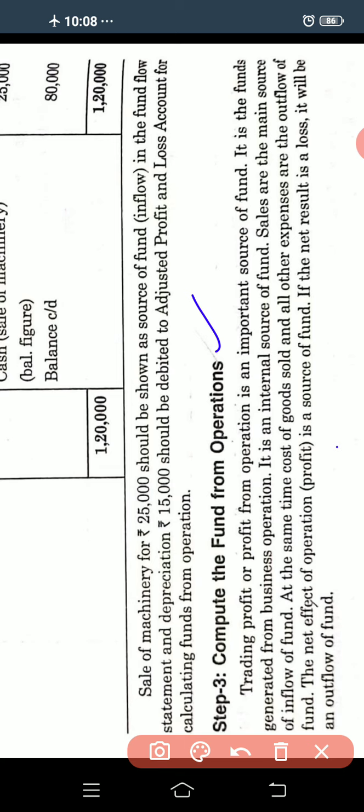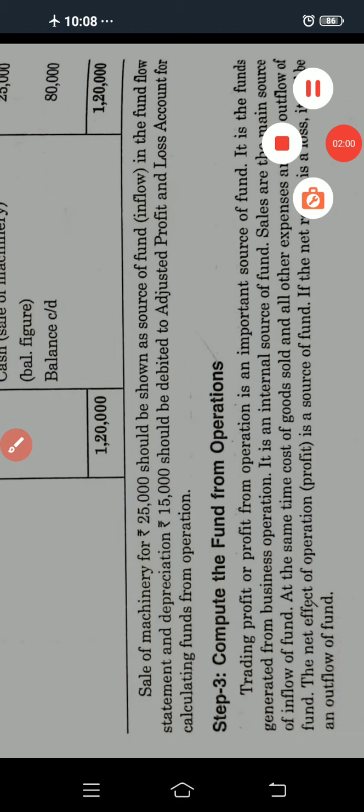The net effect of operation, that is the profit, is the source of fund. If the net result is a loss, then it will be an outflow of fund. So if it is a profit, then it will be considered as the source of fund or the inflow of fund. If there is any loss in the business, then it is considered as the outflow of fund.